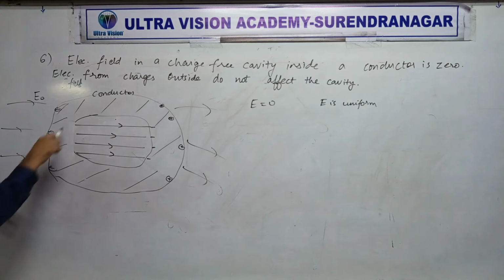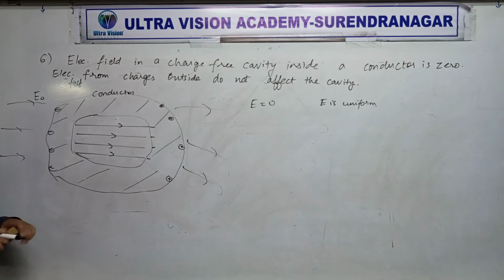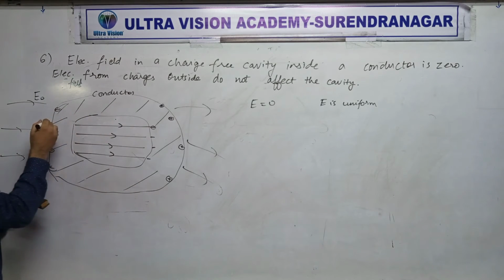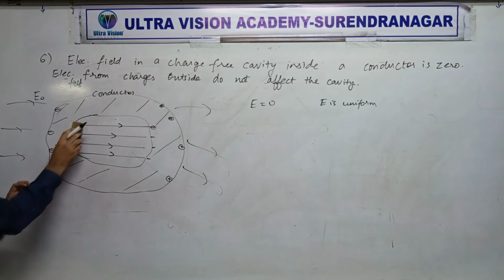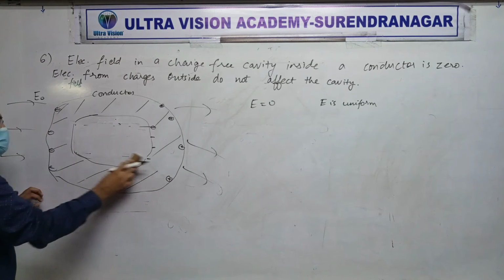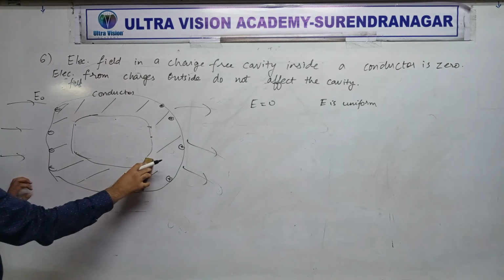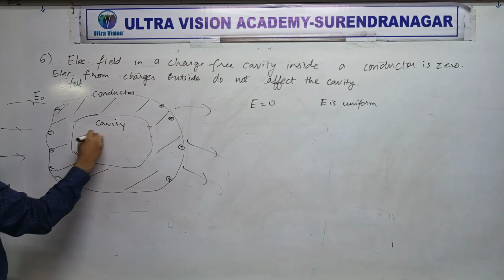It's not possible that positive charges line up on this side and negative charges line up on this side and we have a uniform field, right? Because these negative charges will come here because of the external field. Got that? Okay. So what that means is, as long as the cavity is charge free, there is no charge anywhere inside, this would mean the electric field is zero.